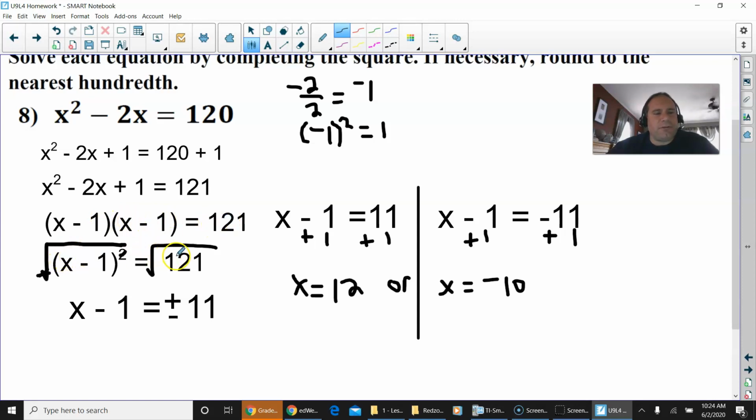Then you square root both sides, and you get x minus 1 equals plus or minus 11. Add 1 to both sides, and you get x equals 12, or x equals -10. Check it in the calculator, graph x squared minus 2x minus 120, and you will see that the roots are correct.